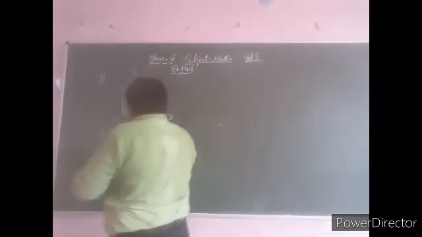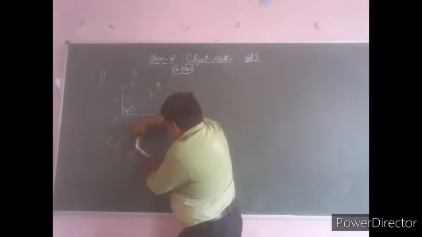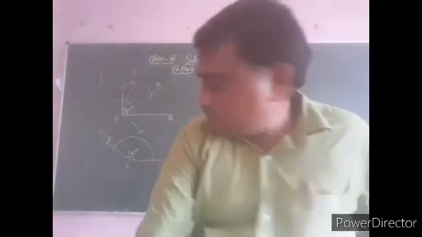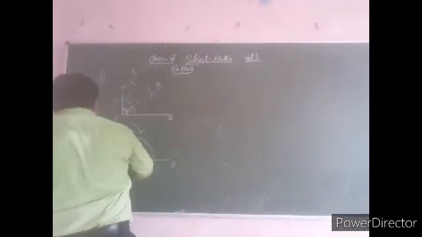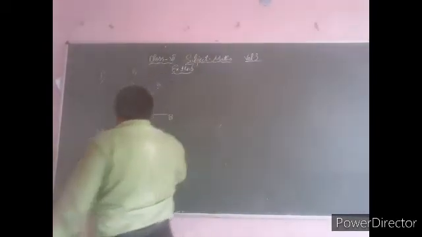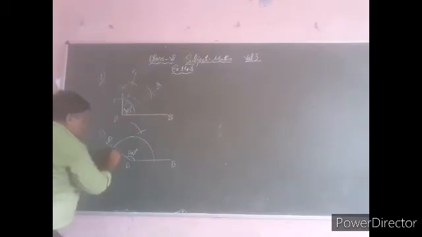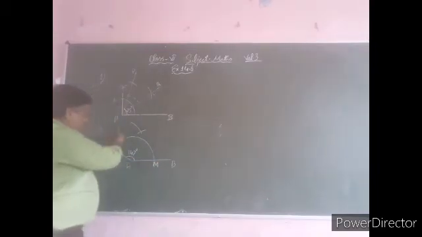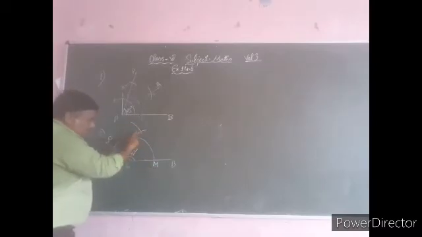Taking P as the center, draw an arc, and of the same radius, taking Q as the center, draw an arc. Not taking P as the center, P is this, L, M. Taking L as the center, draw an arc, and taking M as the center, draw an arc.